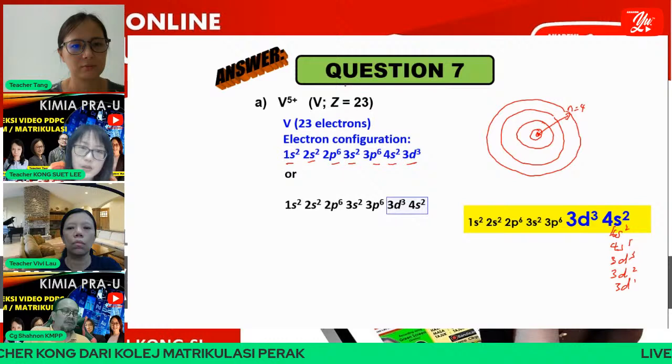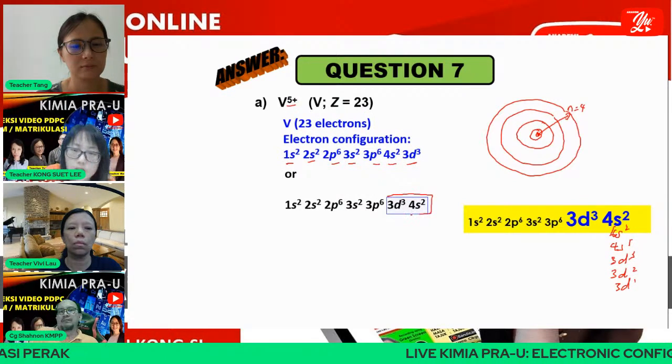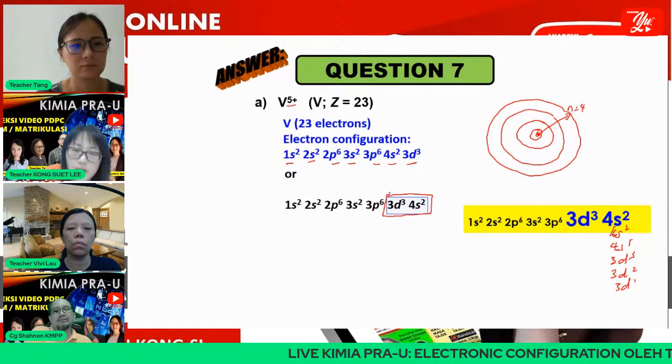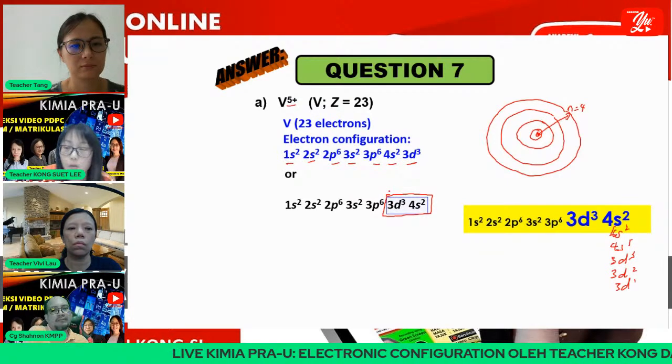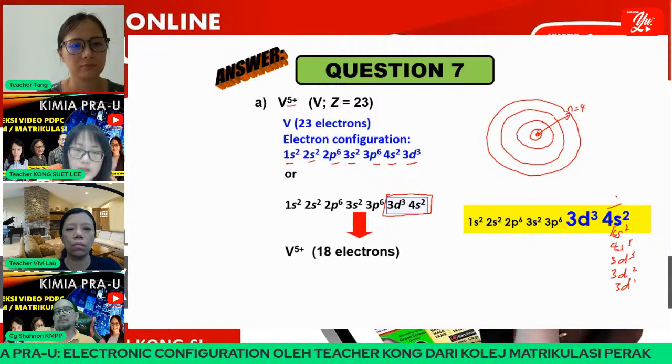In this case, because it is vanadium 5 positive, I know I need to remove 5 electrons. So these are the electrons that are going to be removed. But always remember the first electron is from the 4s orbital. So then only we'll get the answer.